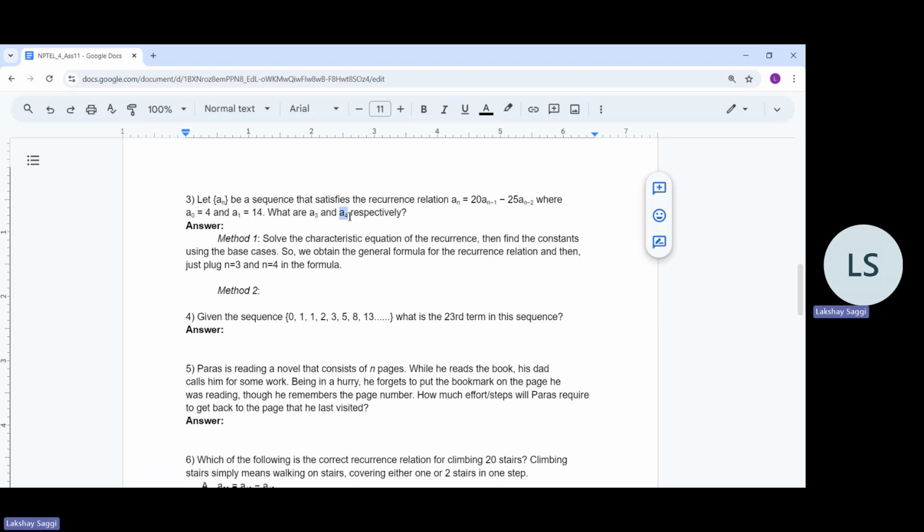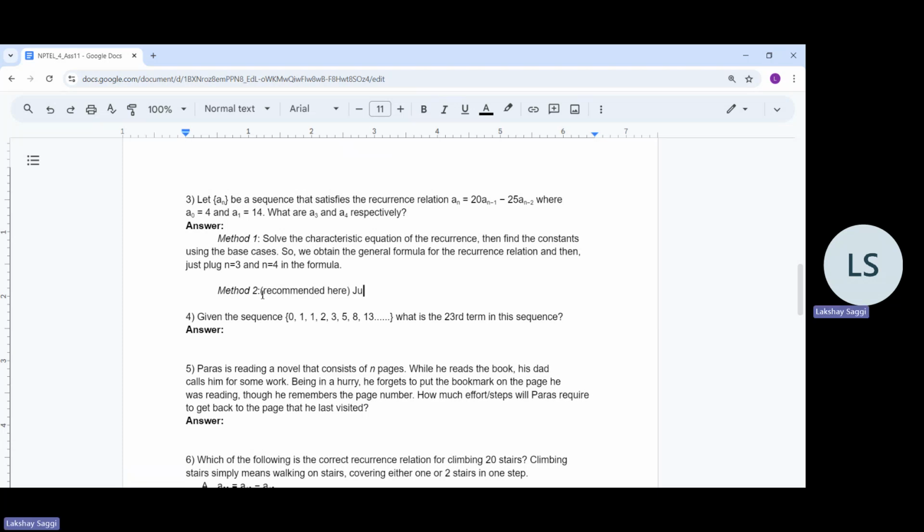So this might take longer if we had to find out A100. Suppose we had to find out A100, then I believe solving the recurrence relation would be more advisable. But if you just have to find out A3 and A4, then you have to do very few iterations. You just have to find out first A2, then A3, then A4. And so it would be faster. So this would be recommended here.